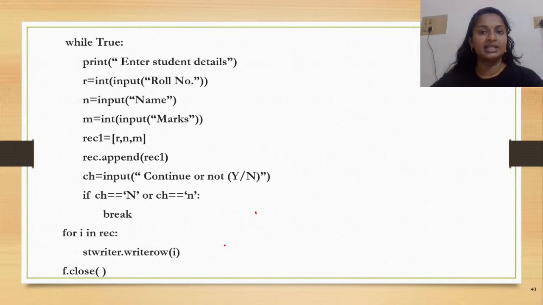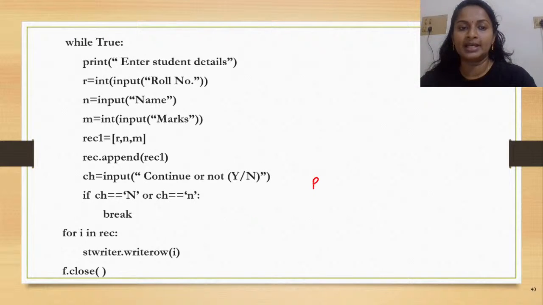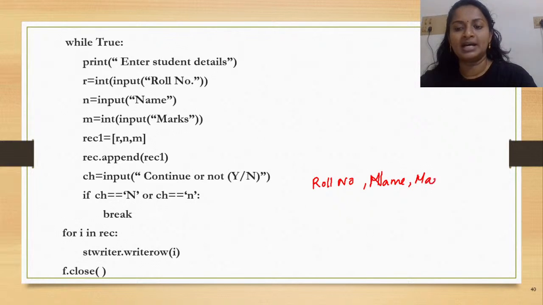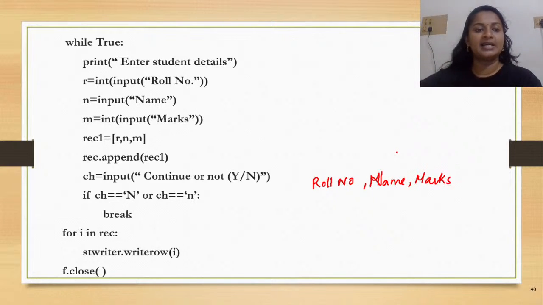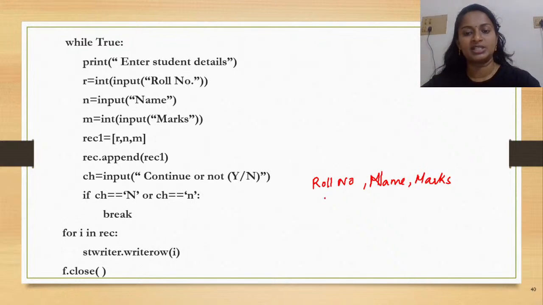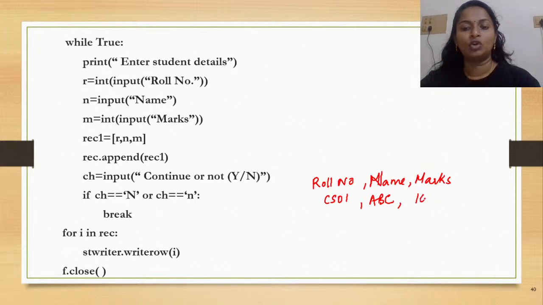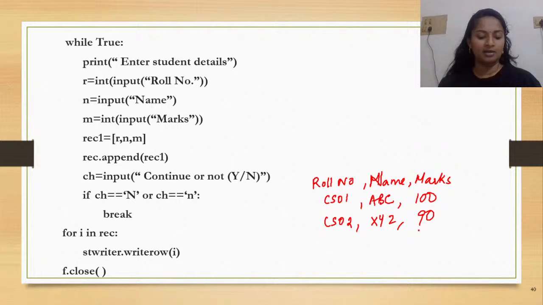And how would the contents of your file look like? It would look like roll number, comma, name, comma, marks. In the next line, whatever contents you have written just now, imagine CS01, and then your name followed by your marks. Then you would have CS02, imagine XYZ, then the marks. So this is how your file content would look like.